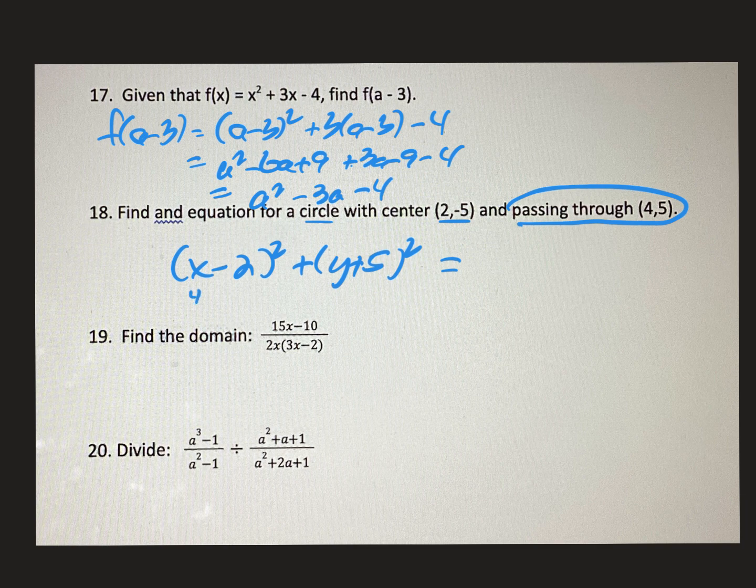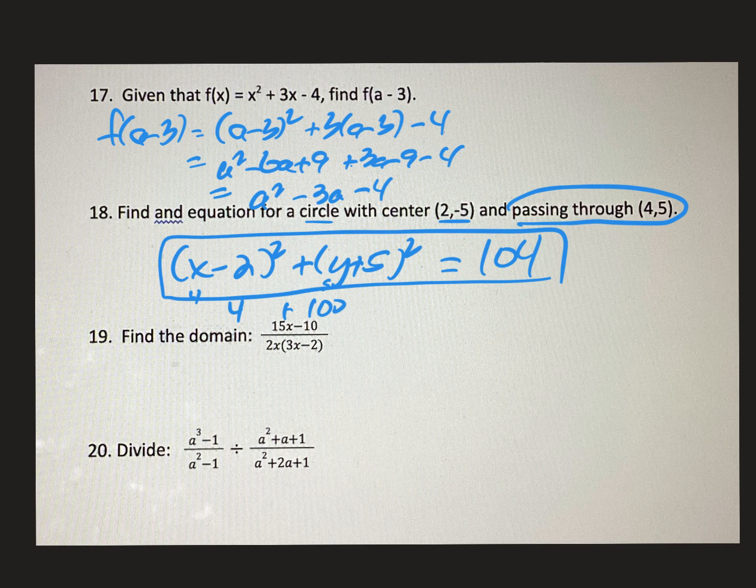So I'm going to plug a 4 in for the x. And if I do that, 4 minus 2 is 2. 2 squared is 4. That's 4. I'm going to plug a 5 in for the y. 5 plus 5 is 10 squared, which is 100. So it gives me 104. And that's what I've got. That's your answer. You should have an x and y in your answer, 2 parentheses squared, plus sign, and a radius.